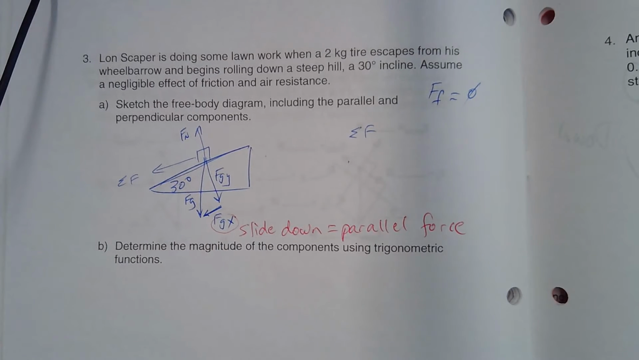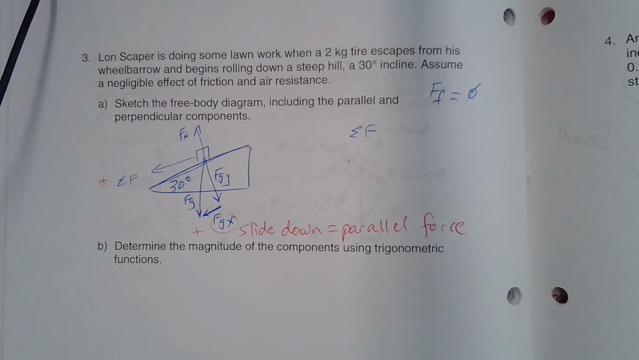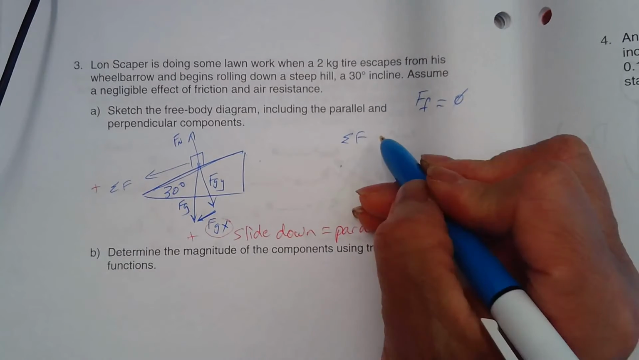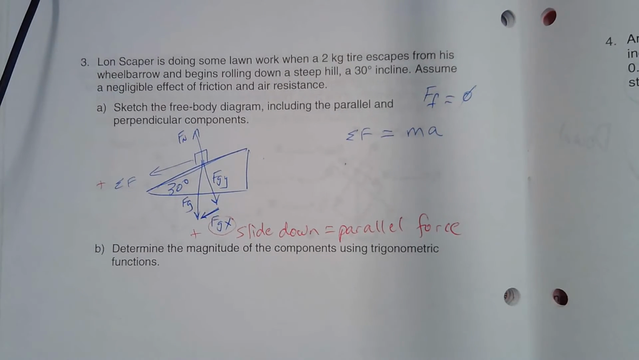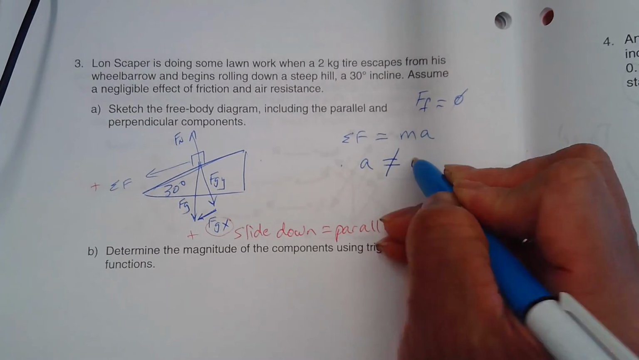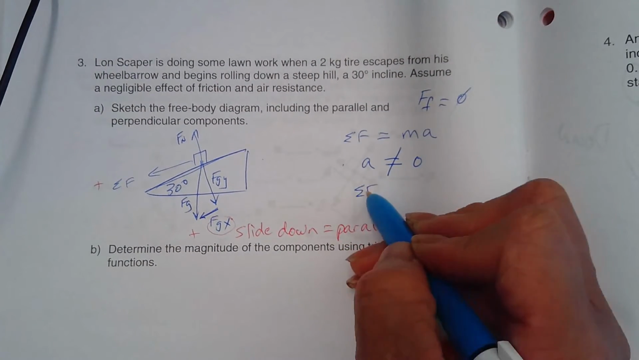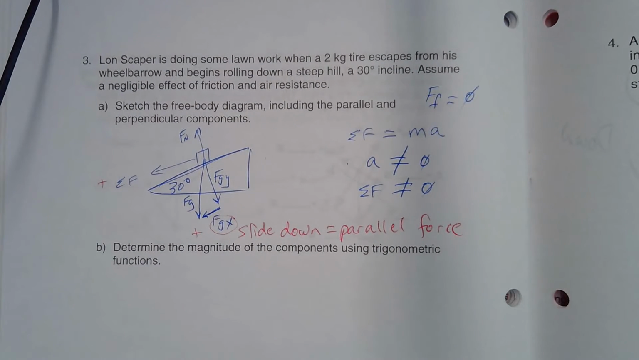So if FGX is equal to the net force, the net force is actually not equal to 0. So net force has an MA, and acceleration is not equal to 0. So net force is not equal to 0. Okay? That's how you know.